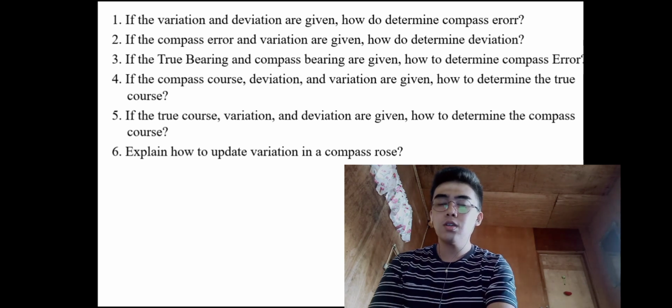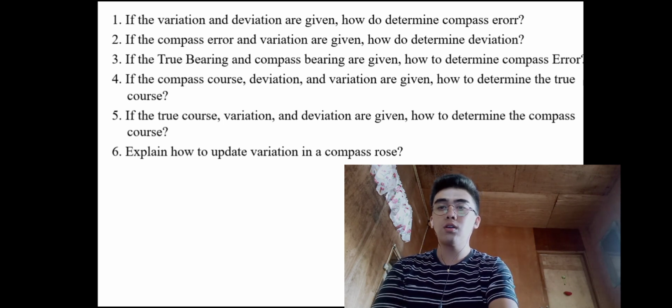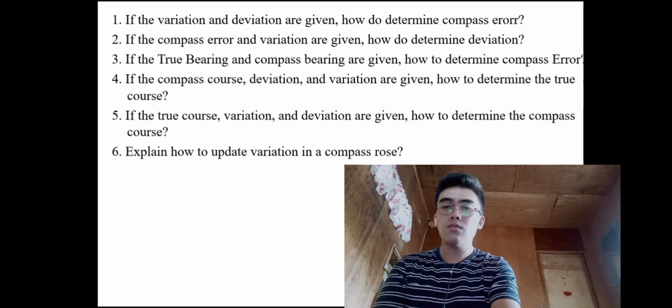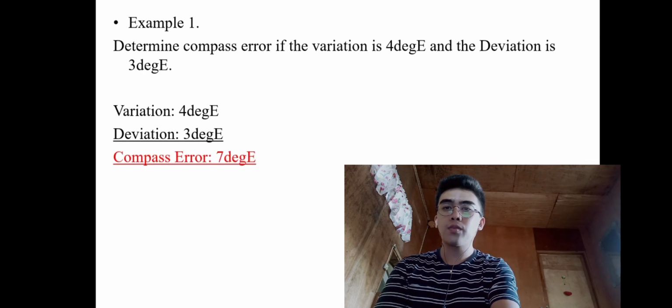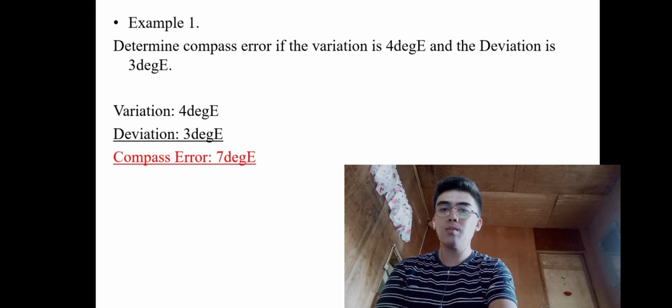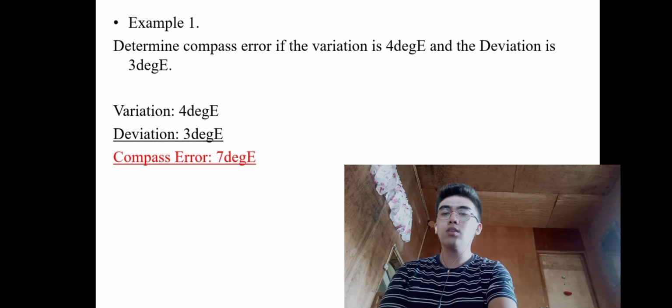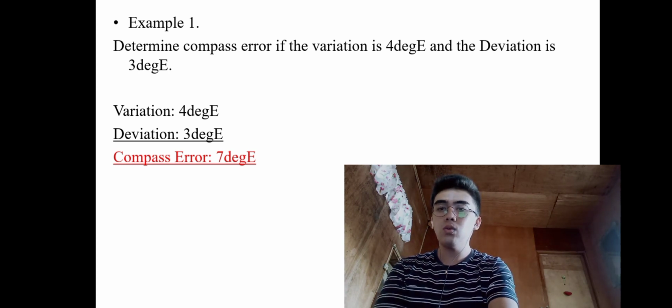So the first question here is, if the variation and the deviation are given, how to determine compass error? To determine the compass error, you must calculate the variation and the deviation. In my example, determine compass error if the variation is 4 degrees east and the deviation is 3 degrees east. If the same name, you must add, and if different name, you must subtract. As we can see, the example here is the same name, so we must add, and the compass error here is 7 degrees. So that's how to determine the compass error if the variation and deviation are given.